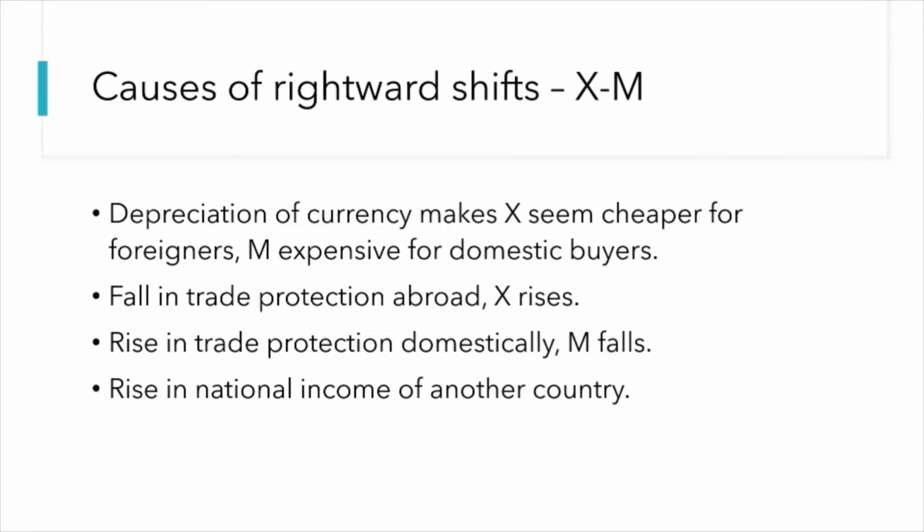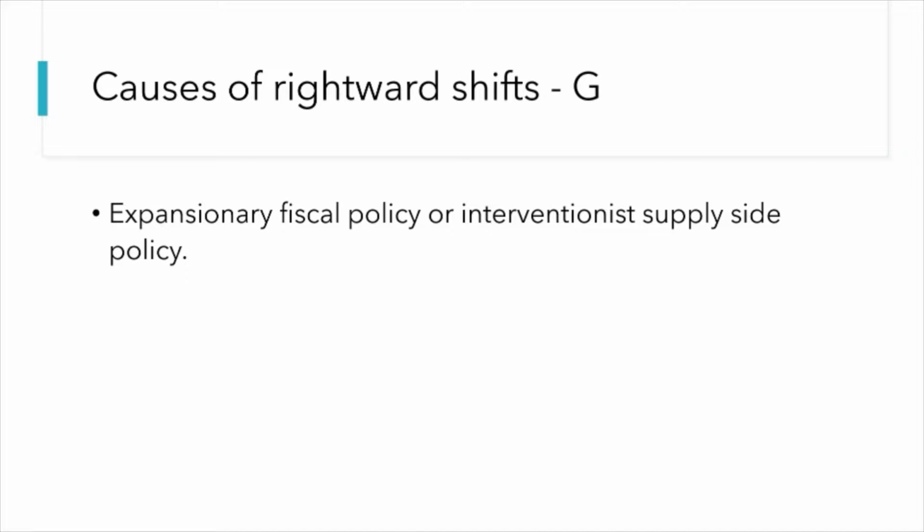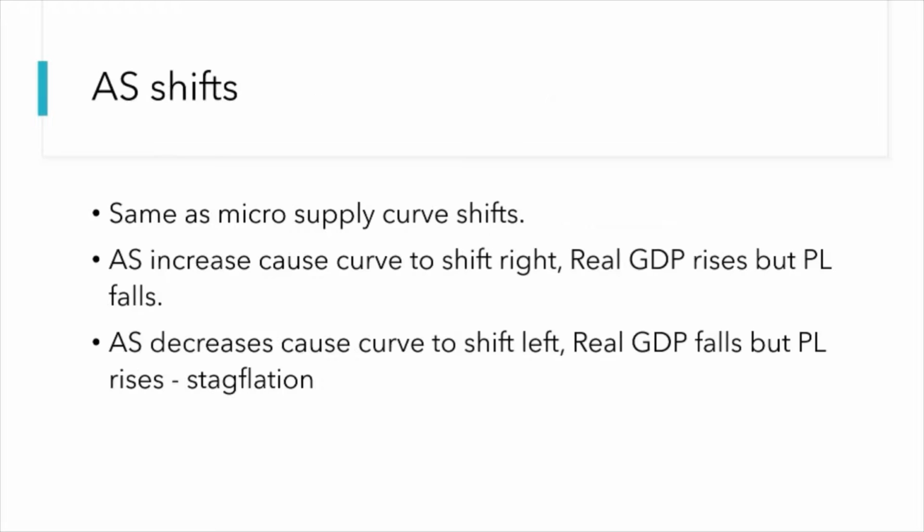The last component of aggregate demand is government spending. So governments increase their spending when they're implementing expansionary fiscal policy to stimulate aggregate demand, or interventionist supply side policy, but both of these directly influence aggregate demand. So, those are the reasons why aggregate demand will increase, but the opposite causes aggregate demand to decrease. So, for example, consumer confidence decreasing or interest rates increasing or appreciation will cause aggregate demand to fall, causing a leftward shift.